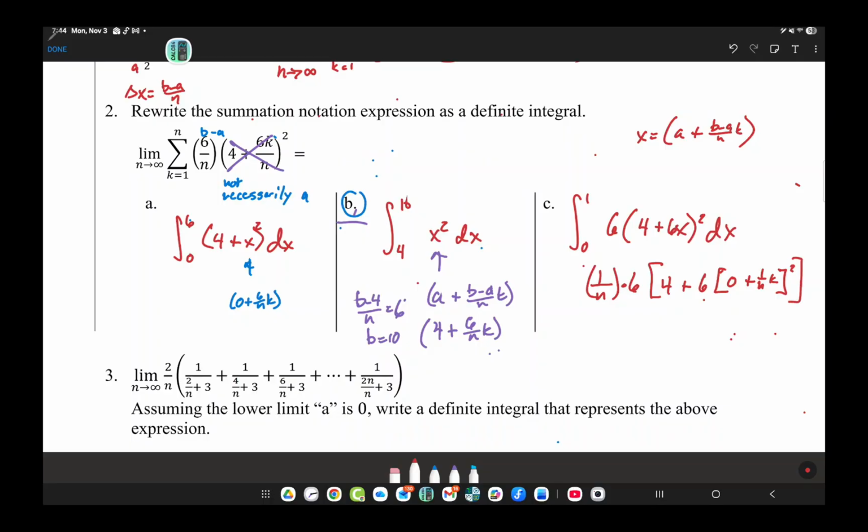Got too many brackets here. Oh, no. Squared is outside. Now, simplifying that further, this would combine to 6 over n, which is what I have, times 4 plus, the 0 goes away, 6 times that is 6 over nk squared. So, yeah, that also works.